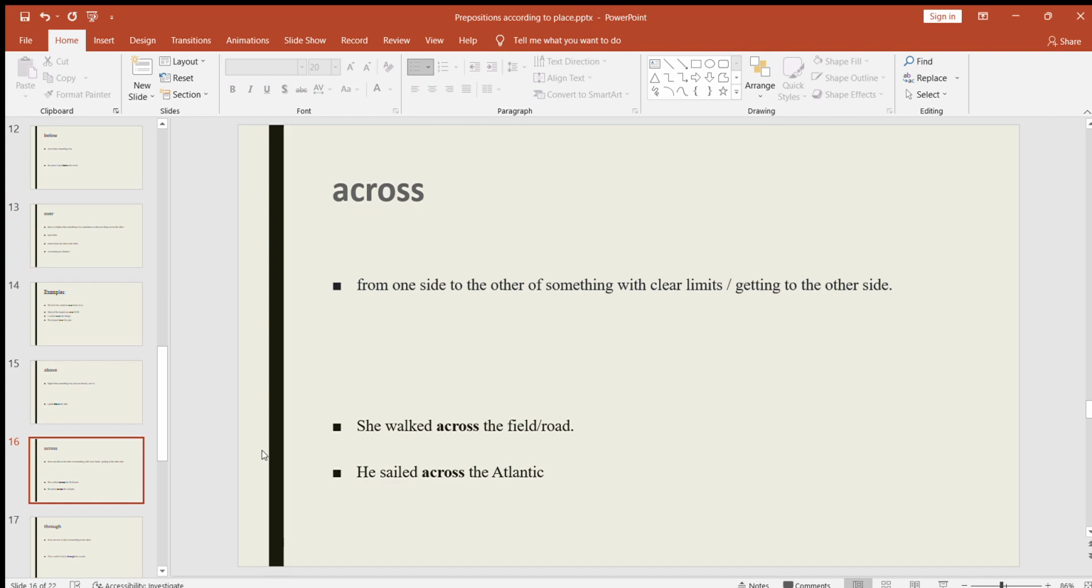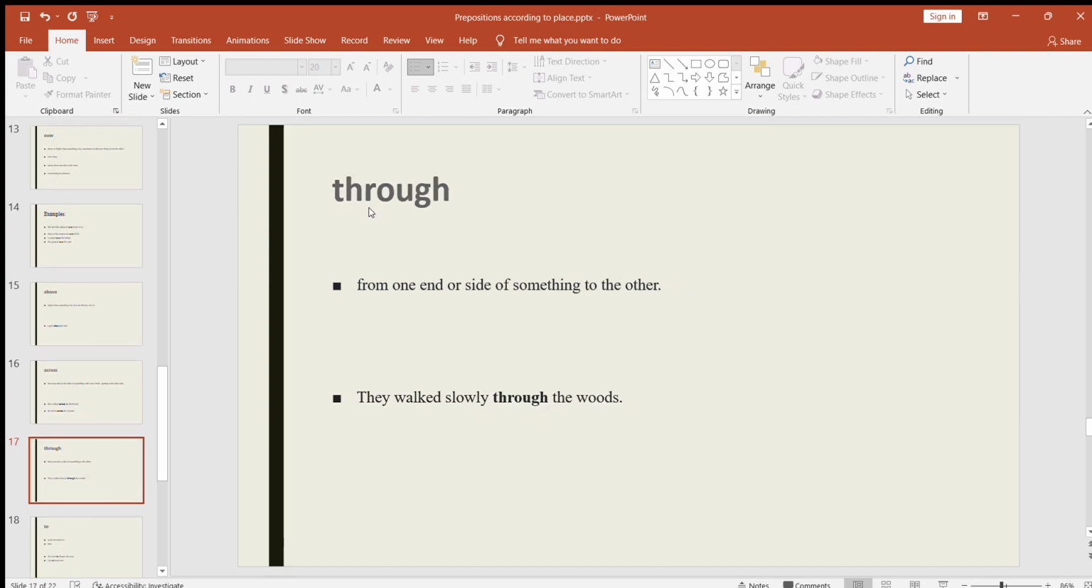Okay, next one, through. Through: from one end or side of something to the other. For example, they walked slowly through the woods. So through means from one end or side of something to the other one. From one side to the other side, walking through.